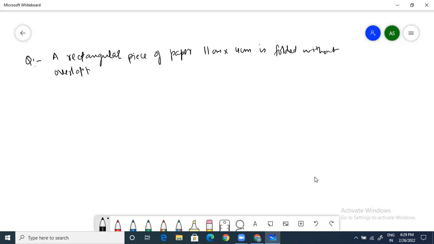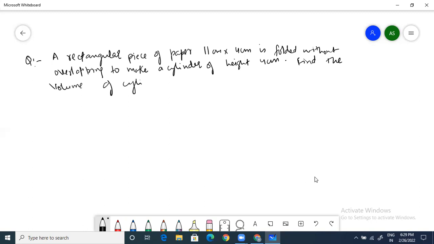If you're folding it, it will create what? Cylinder. And no overlap means we are making both the edges meet together to form a complete cylinder. You can ignore this word, it is just to confuse you, otherwise it has nothing to do with it. The paper is folded without overlapping to make a cylinder of height 4 centimeters. Find the volume of the cylinder. Now tell me in this case.